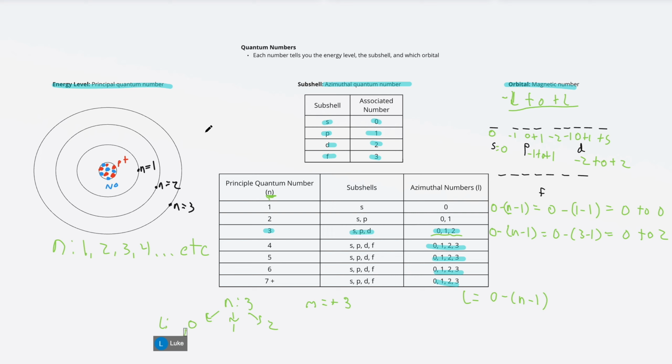So for 0, negative 0 to positive 0, that would just be 0. For 1, we have negative 1, 0, and then positive 1. And then for the D subshell, or for L equals 2, we have negative 2, negative 1, 0, positive 1, and then positive 2. So nowhere in there do we see positive 3 show up for the magnetic number. So the answer would be no, it's not possible to have a magnetic number of 3 in the third energy level.